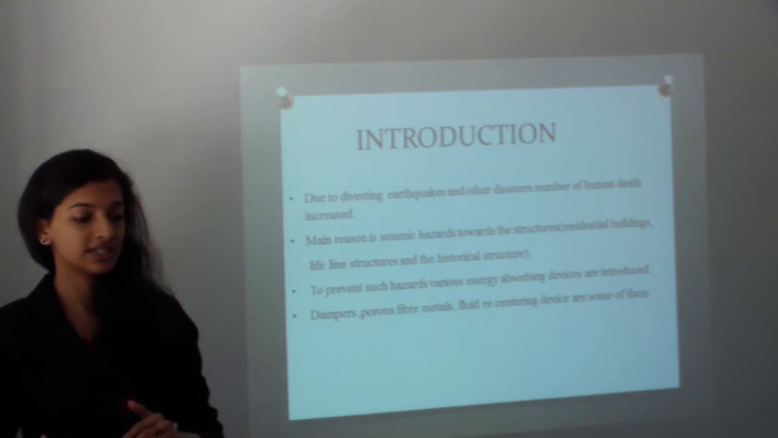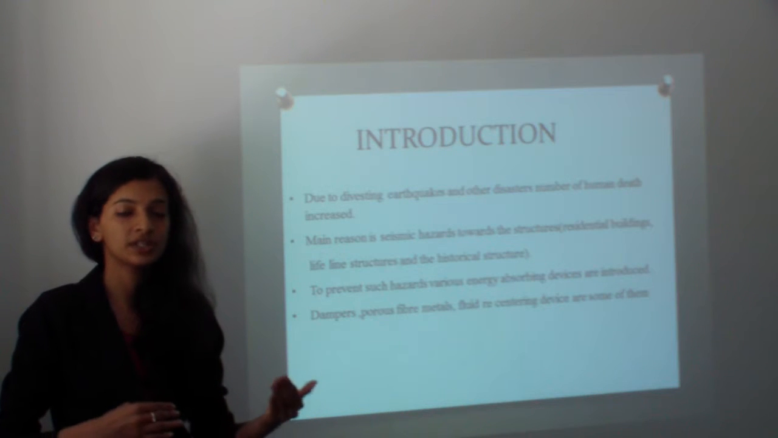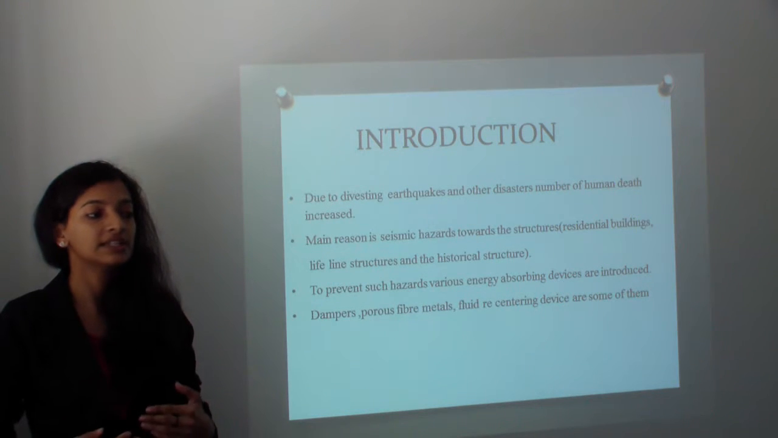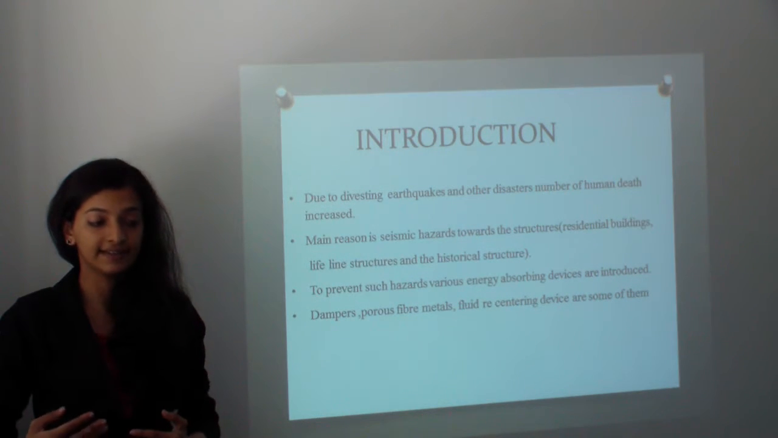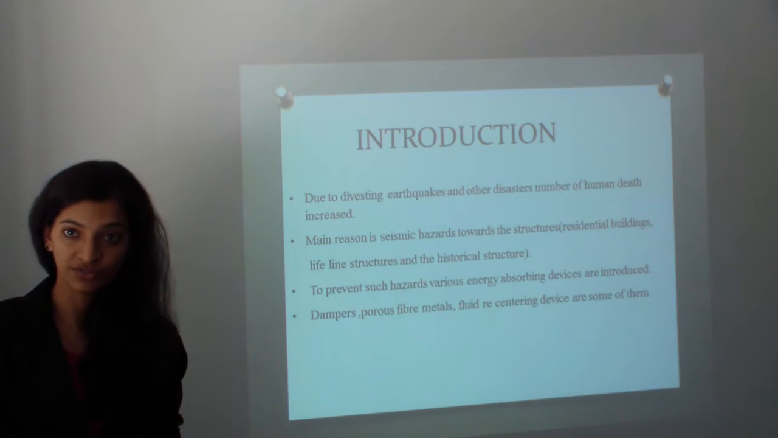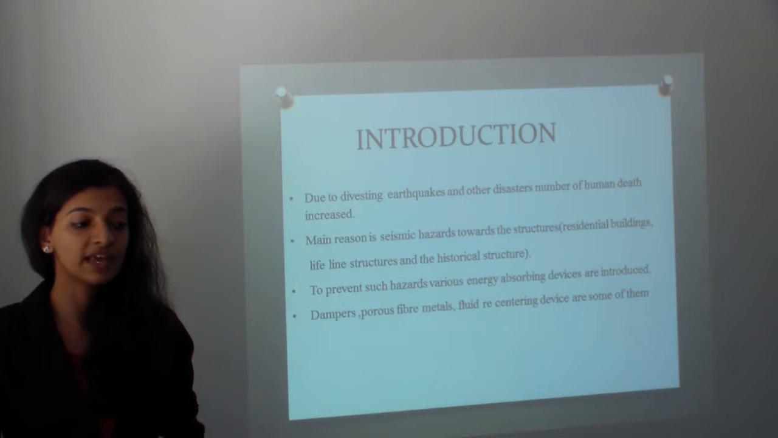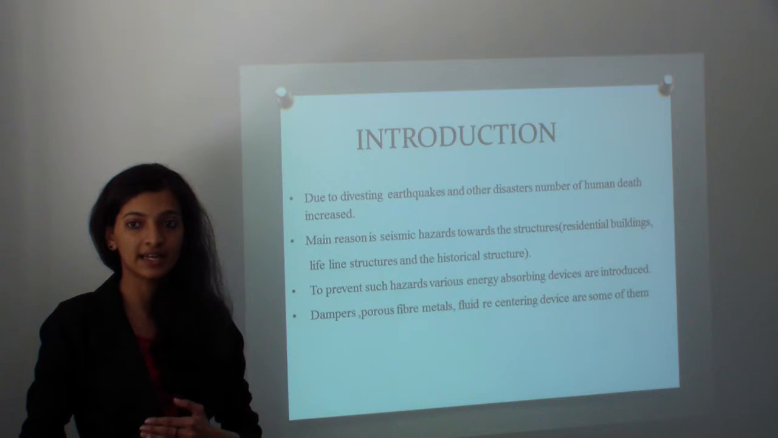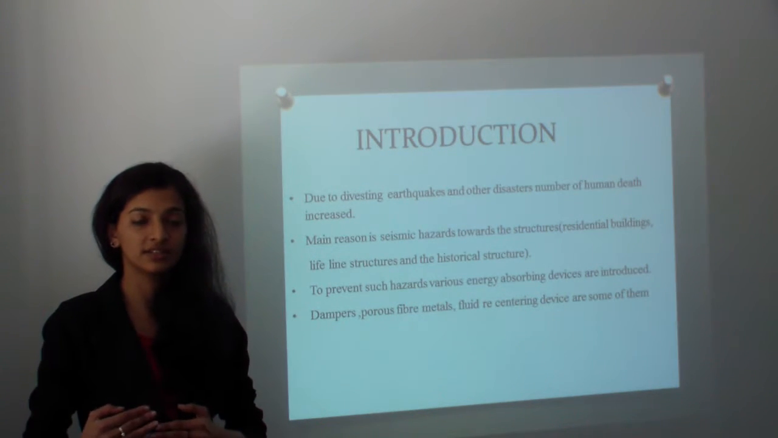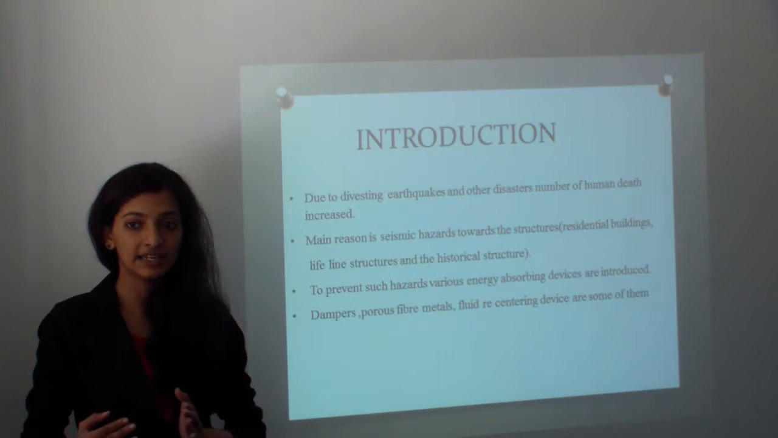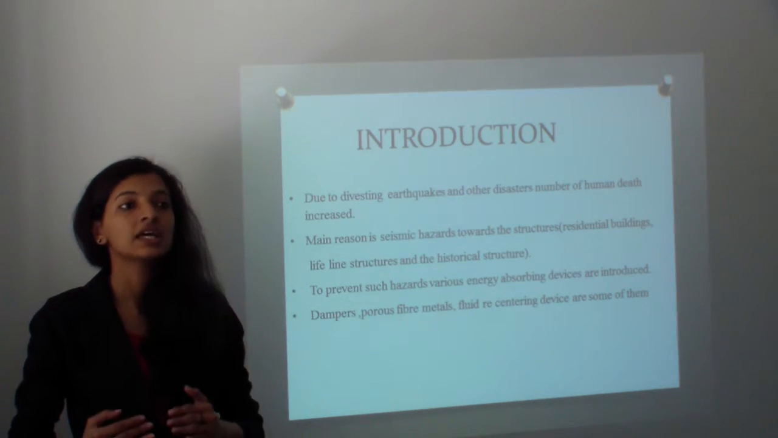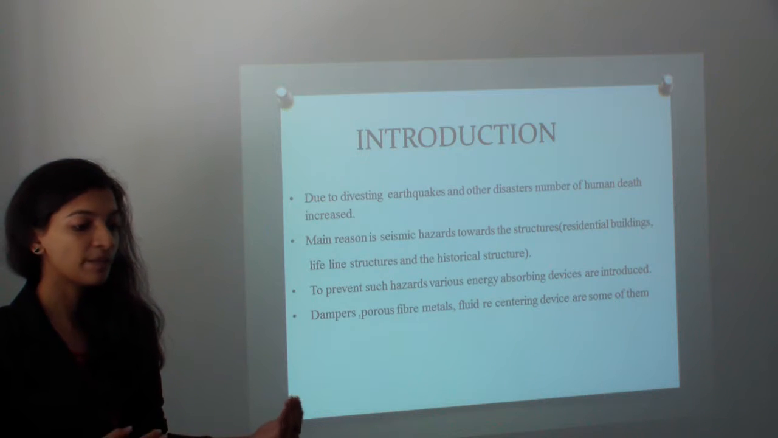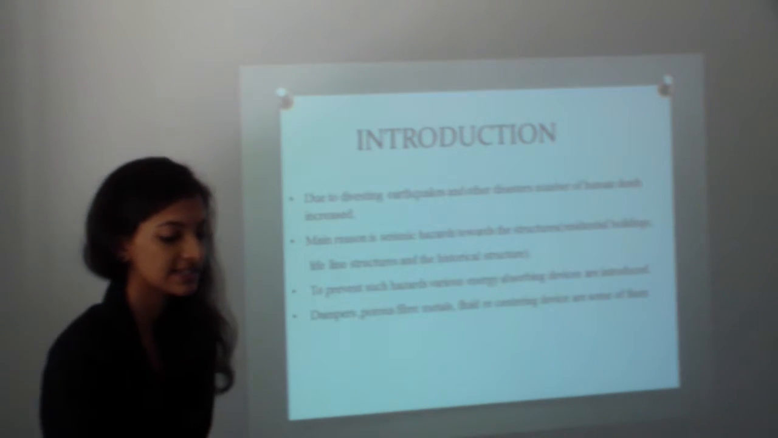And the introduction part includes that due to the devastating earthquake or some other natural calamities like landslides and all, the number of deaths in the countries are increased due to the fall of structures. Main reason is due to the seismic assaults towards the structure. And to prevent this seismic assaults or such variations in structures due to the assaults, the energy absorbing devices are introduced. Some of the energy absorbing devices are dampers, porous fiber metals, fluid recentering devices and etc.